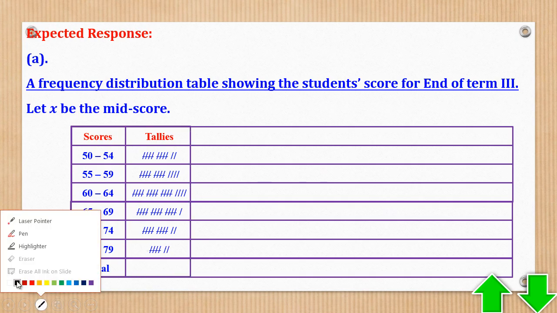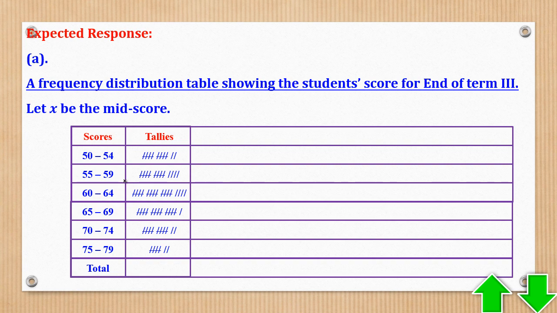Okay, now we can complete our table. Now that we have the scores and the tallies, we can get the frequency. This is 12, 14, 19, 16, 12, 7. Then we need to add all these to get 80. It must be 80 because that's what was in the question. Then x is the mid-mark, so this plus this over 2, this plus this over 2, and so on for each class.